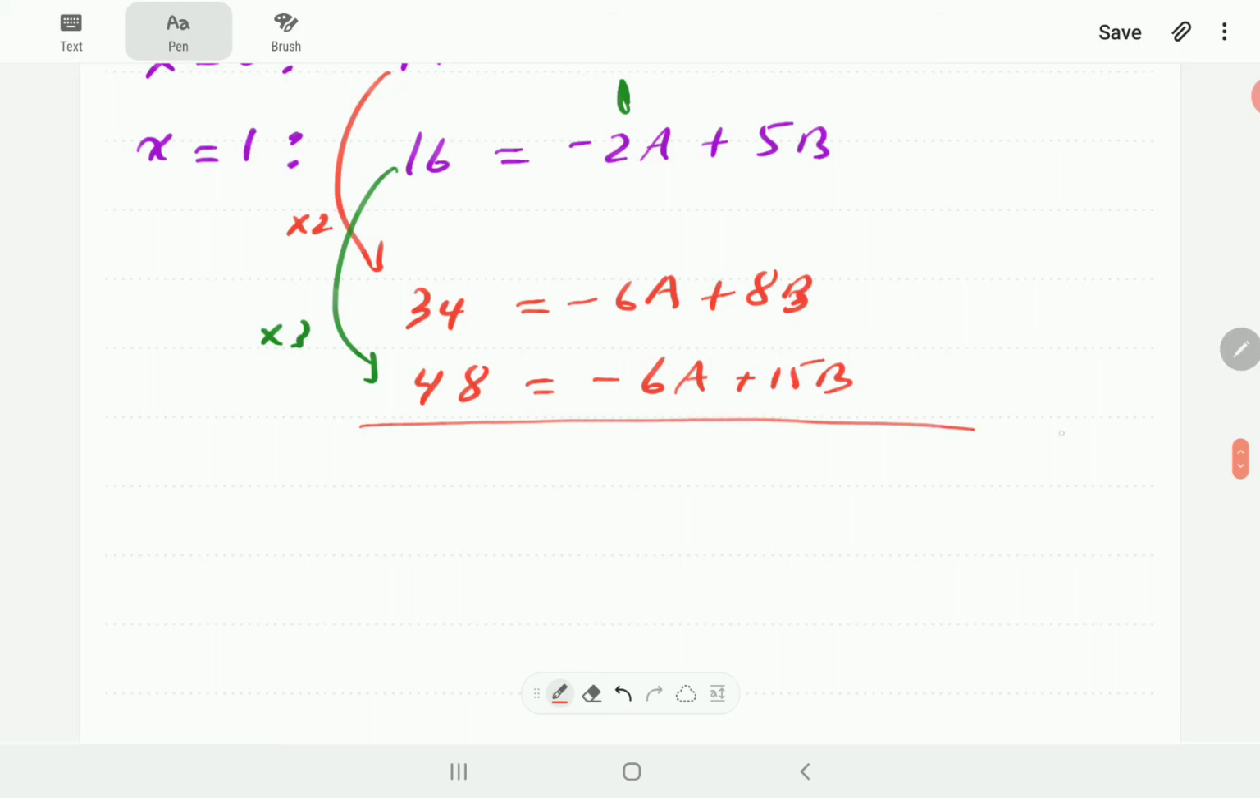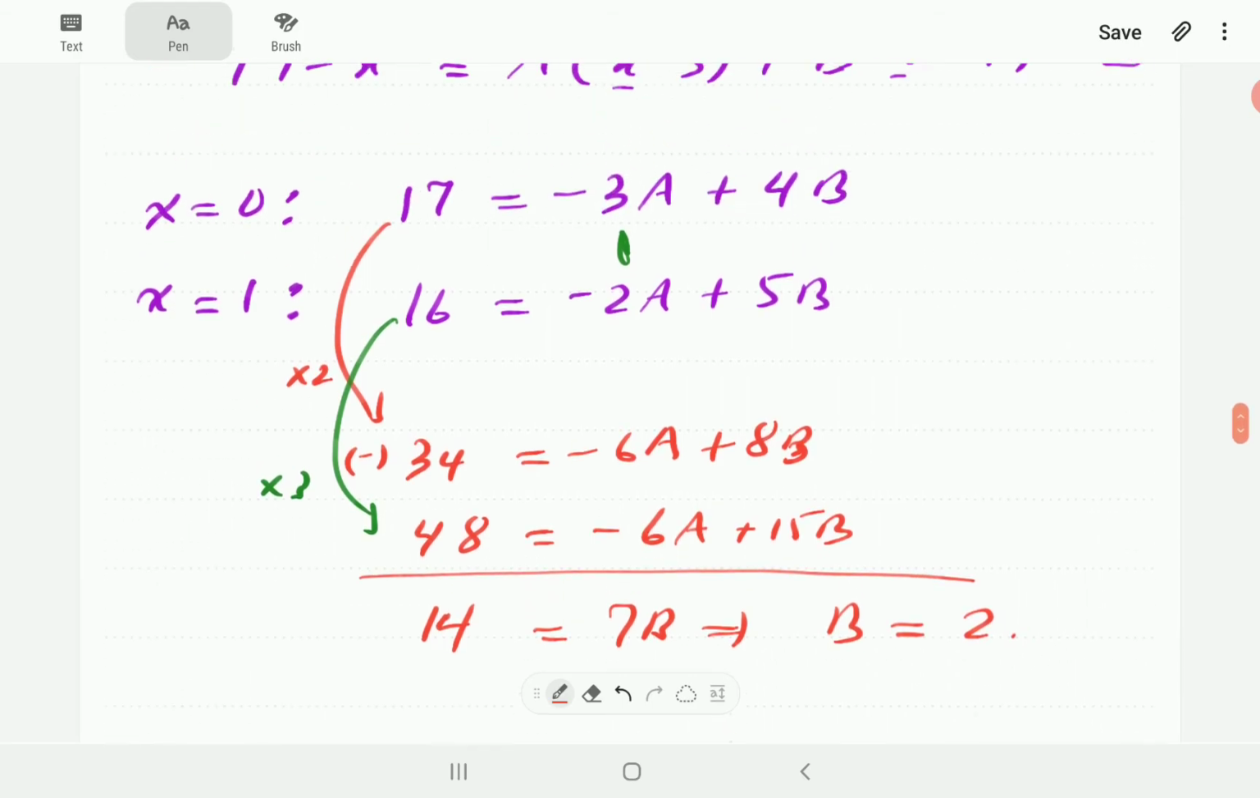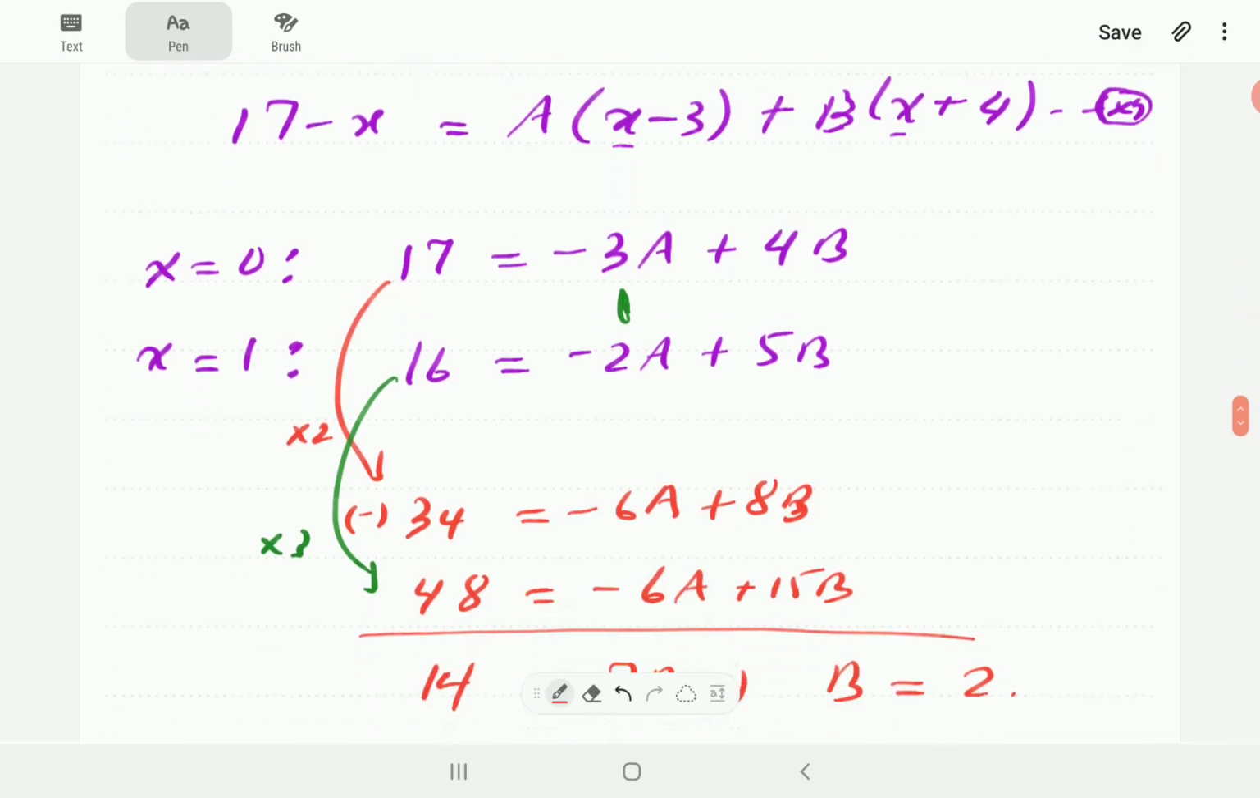Then if we subtract this time, okay, then the a's are going to cancel out. So if we subtract the first one from the second one, 48 minus 34 is going to give us 14. 8 drops off. 15 minus 8 is 7. So again we've got 7b is equal to 14. So b is equal to 2, and then we can continue as usual. Okay, so that is the second method.